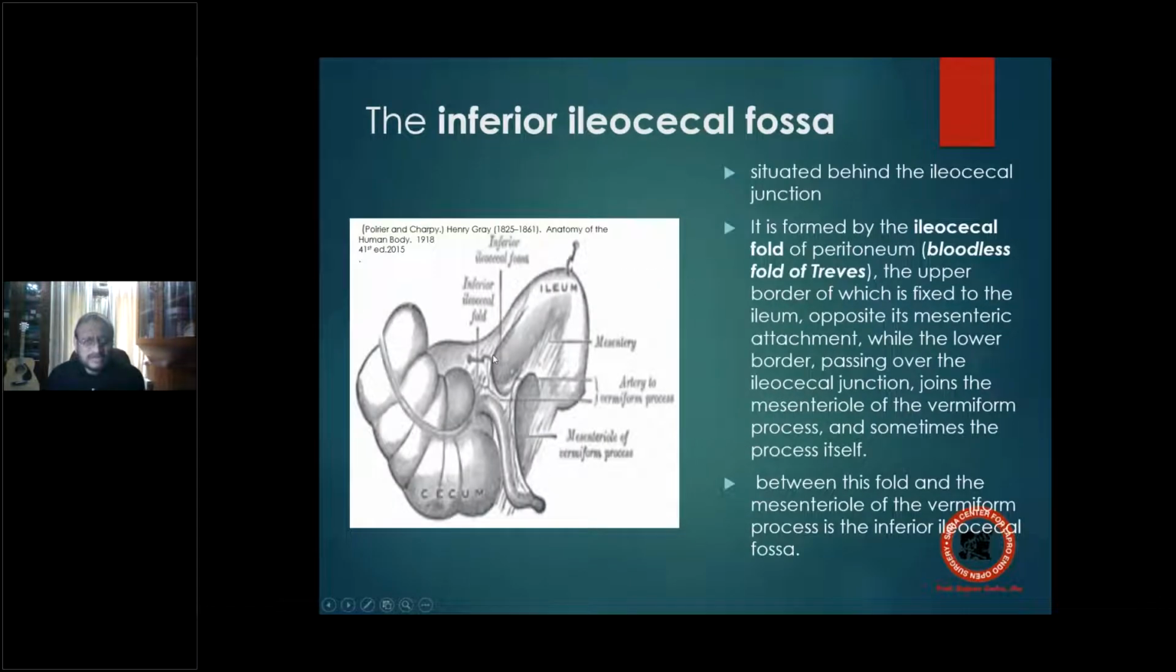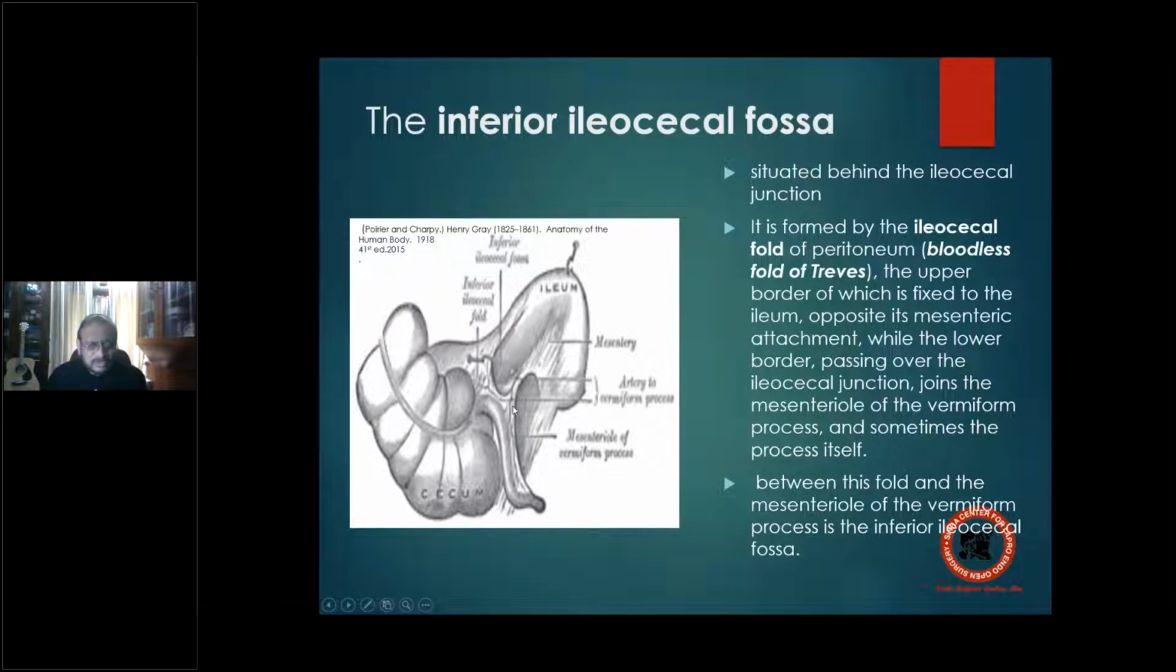Similarly, you've got the inferior ileocecal fossa. Now, this is again formed by the ileocecal fold of peritoneum, also known as the bloodless fold of Treves. It is situated behind the ileocecal junction. So this is the inferior ileocecal fossa and the inferior ileocecal fold.